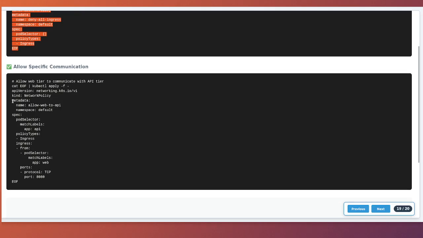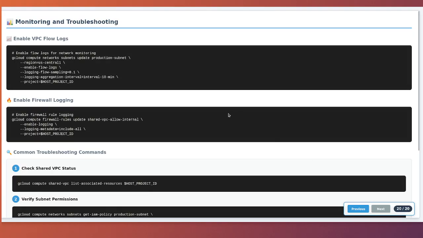The allow policy demonstrates how to create specific rules for application communication. In this example, only pods labeled app equals web can communicate with pods labeled app equals API on port 8080. Network policies are enforced by the CNI plugin and work at the IP and port level. They complement Kubernetes RBAC and provide network-level security control.